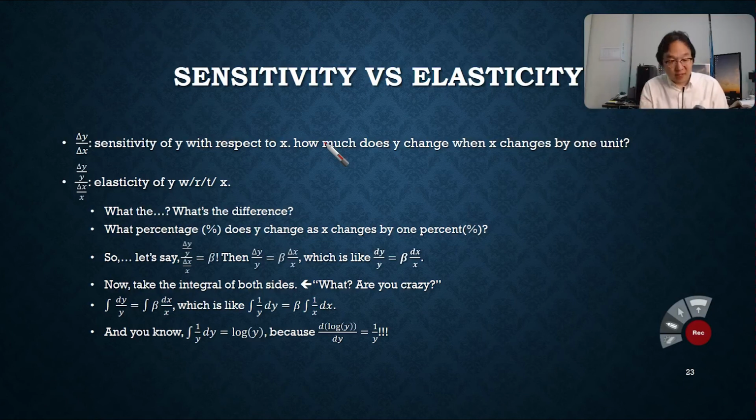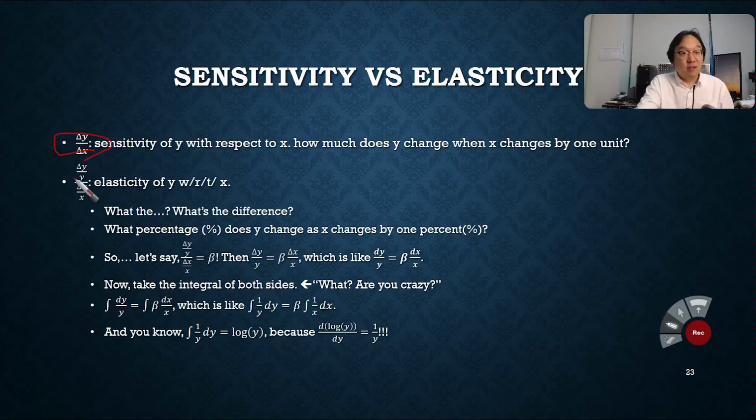Sensitivity, right? Sensitively moving with respect to market. That's the sensitivity that we are talking about over here. Now, having said that, what's the elasticity? Well, that is more complicated.